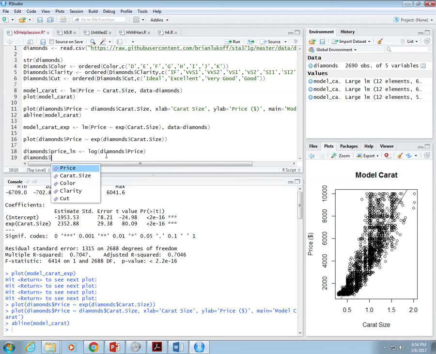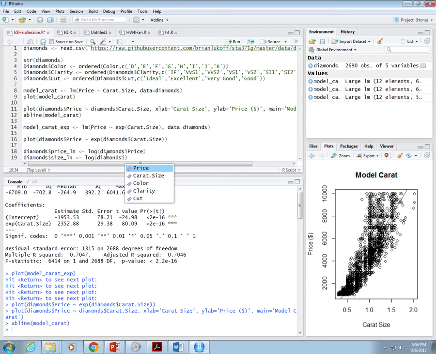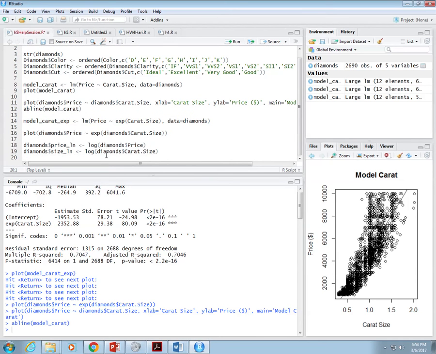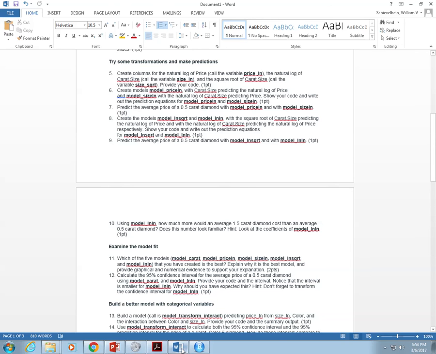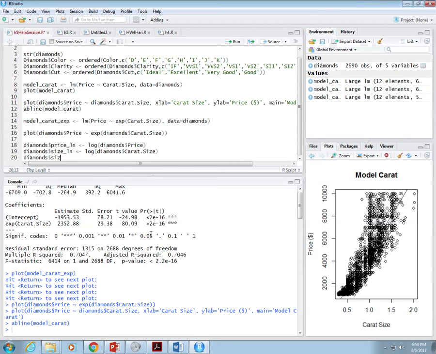Similarly, I'm going to make a size log that is just the log of diamonds caret size. Finally, I'm going to make one for, I think they call it square root. Size square root, which is simply the square root of diamonds caret size.